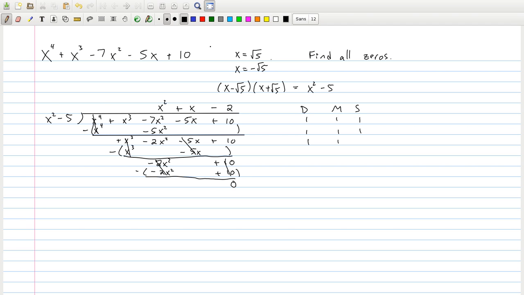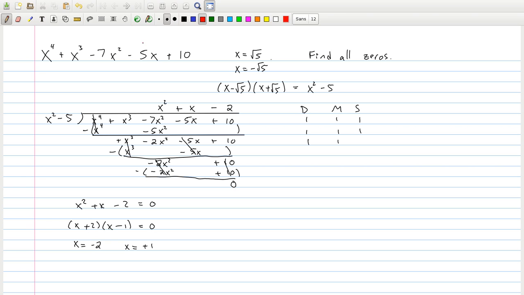But we want to find all zeros, so we still have this quotient to deal with. We want to know when x squared plus x minus 2 is equal to 0. We can factor this as x plus 2 times x minus 1. And then setting each factor equal to 0, we get x equals negative 2 and x equals positive 1.